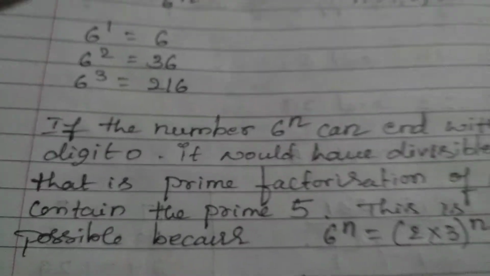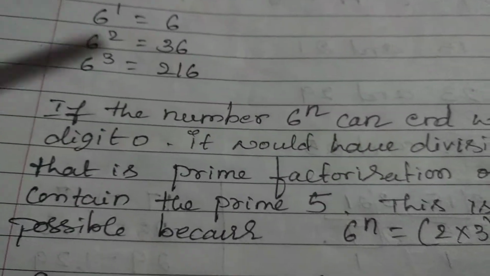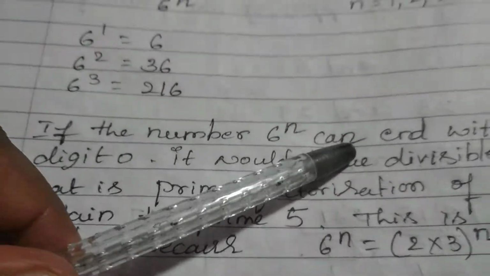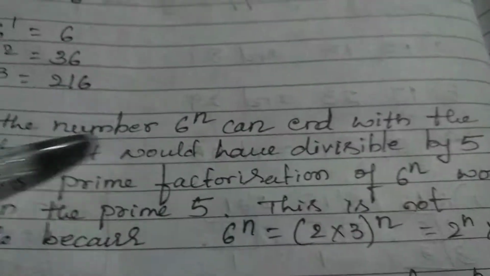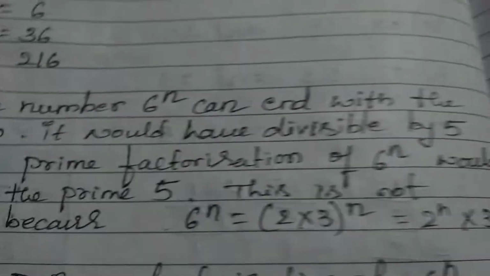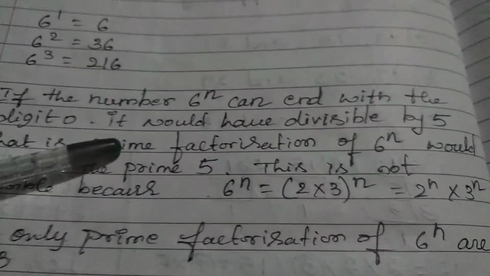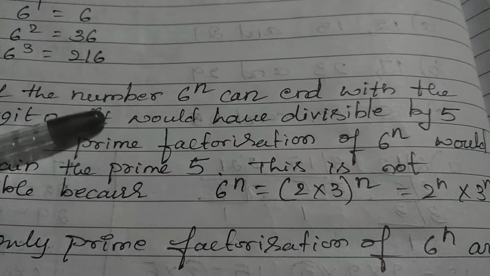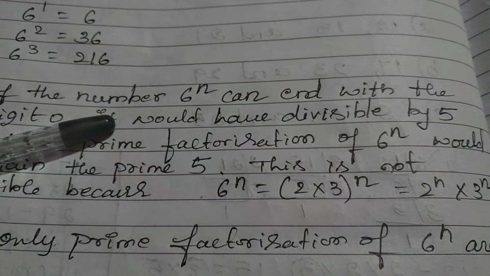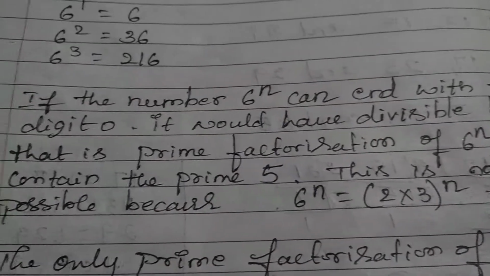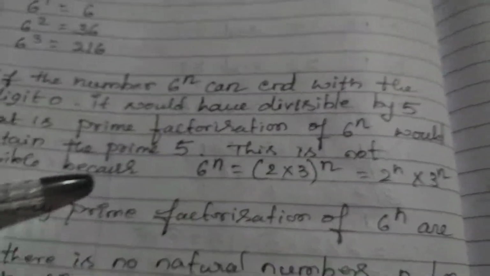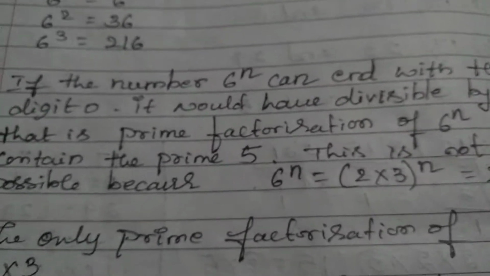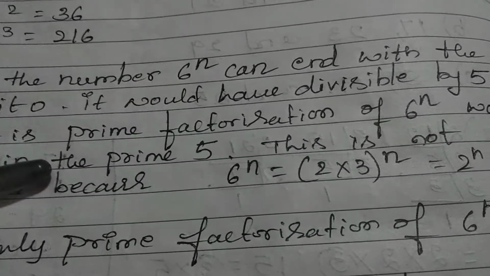Okay, now we'll see why it does not end with 0. If the number 6 to the power of n could end with 0, it would have been divisible by 5. Got it? It would have been divisible by 5. But it is not divisible by 5. So the prime factorization of 6 to the power of n does not contain the prime 5.